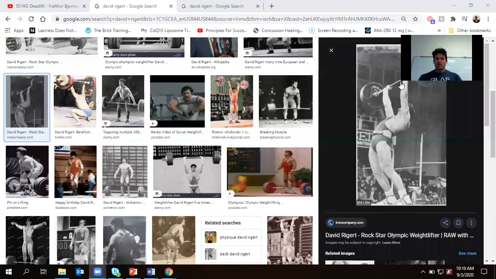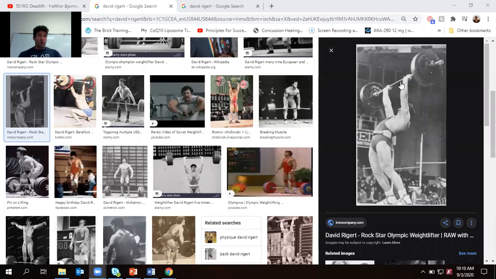Sorry, just one more little fanboy thing for Rieger. This is what's known as the clean and press. It was a competed lift in Olympic lifting until the mid 70s, where literally you would clean the bar up and then you would press it. Notice these guys would lean back, and they removed it because they realized it probably wasn't the safest and was easy to cheat a little bit.